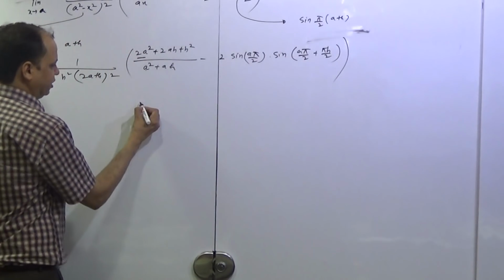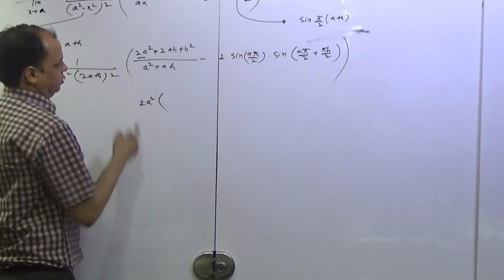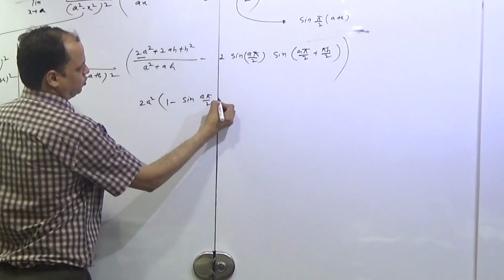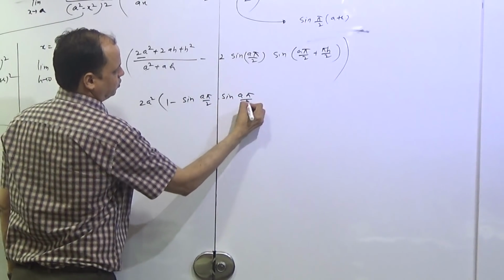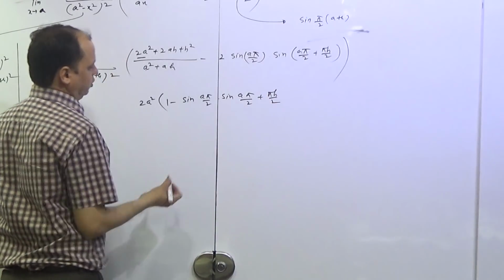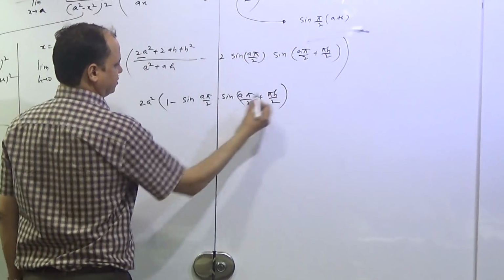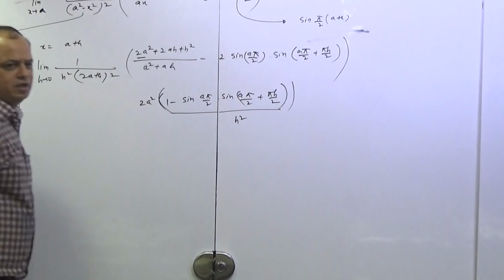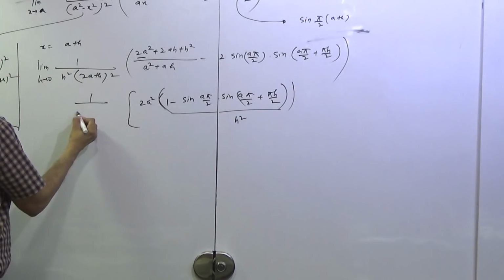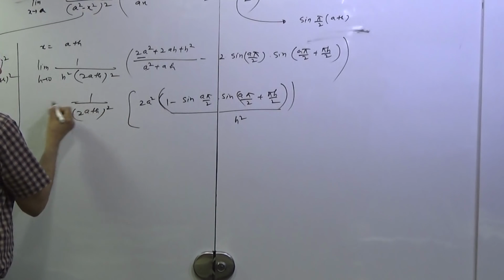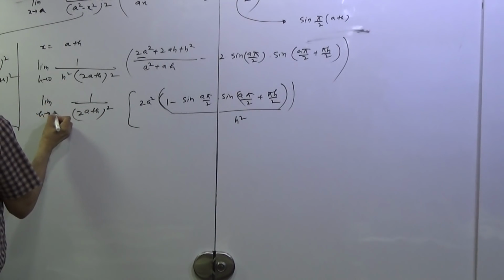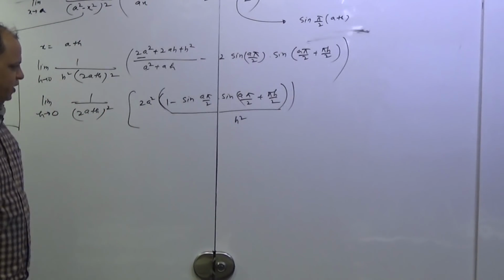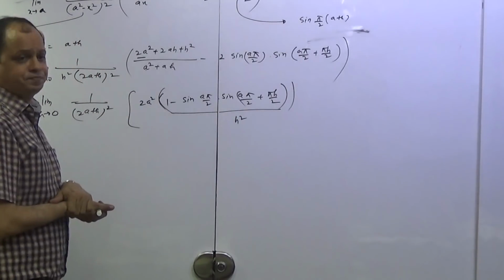Alright. So what do I get? Can you please tell me? 2a square is common. 2a square into 1, 1 left from this place, 1 minus sine of a pi by 2 into sine of a pi by 2 plus pi h by 2, right? And this whole part, I must write one bracket over here, is divided by what? h square. See, I am not interested in the other factor, 1 upon 2a plus h whole square. Can you please tell me why I am not interested in the other factor to take in? Because it will not participate in the indeterminate form, right? So that is fine.